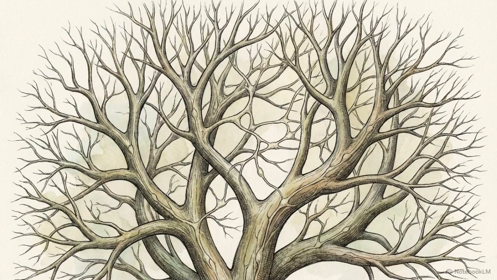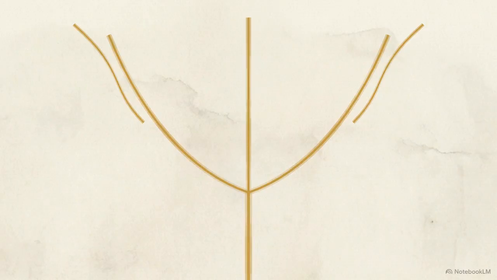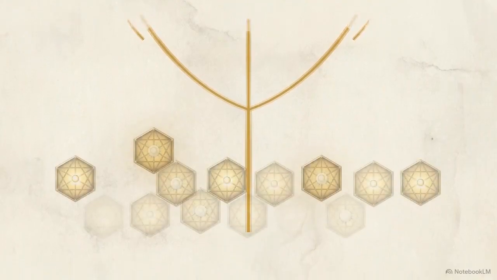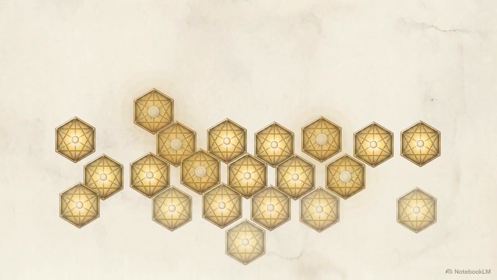Woese mapped the branches of life, but his true legacy was revealing that if you dig deep enough into our past, those branches disappear, leaving only a beautiful, unbroken web.